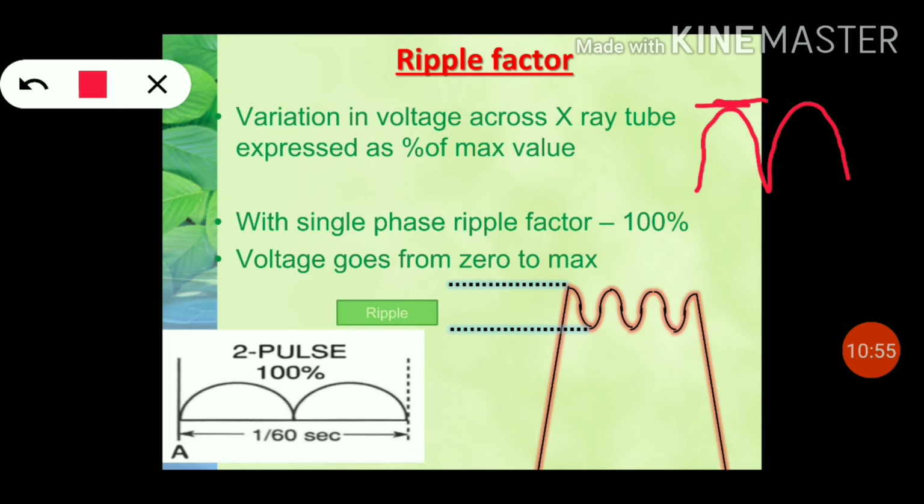So if we talk about single phase, what is the ripple factor? 100%. Why? Because the voltage will go from 0 to maximum and again come to 0. Okay, so in every cycle it goes to the maximum value, then comes to 0. That's why we are saying the ripple factor is 100% in a single phase. In single phase, our ripple factor will be 100.